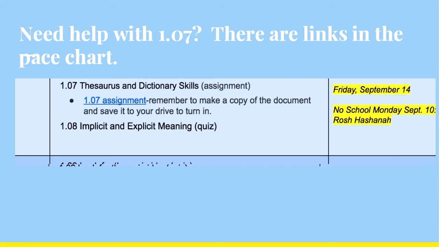So once you get to your PACE chart, you will see that for this week, due Friday, September 14th, 1.07, I've made you the document. So what you want to do is click on 1.07, and this is very similar to what we've done in the last few weeks where you guys make a copy of the Google document that I created. So once you're on the pace chart, I want you to click on 1.07.